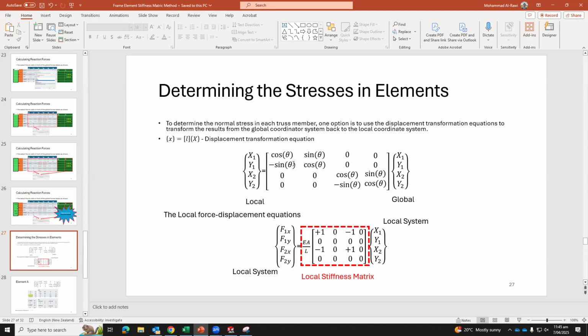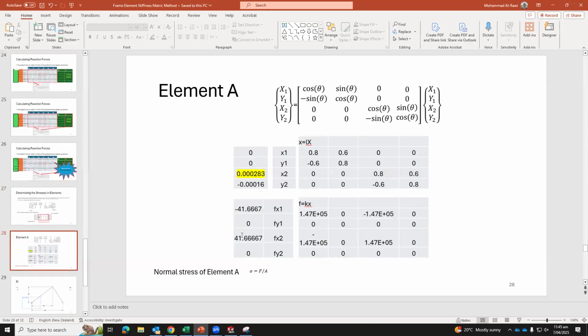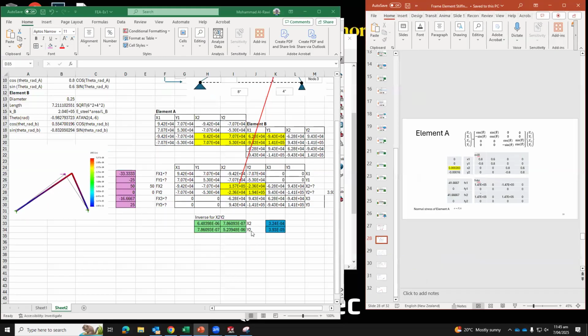And they show you the local force displacement will be positive 0, negative 0, 0, 0, 0, and then negative 0, positive 0, and 0, 0. And then you do what we've done in the past mathematically. How can we determine the values? So let's do it step by step.